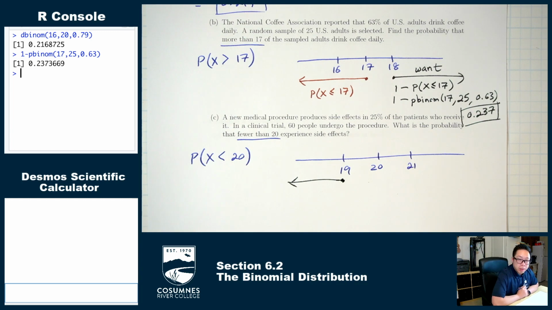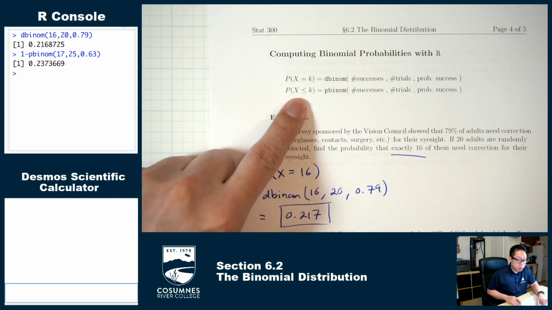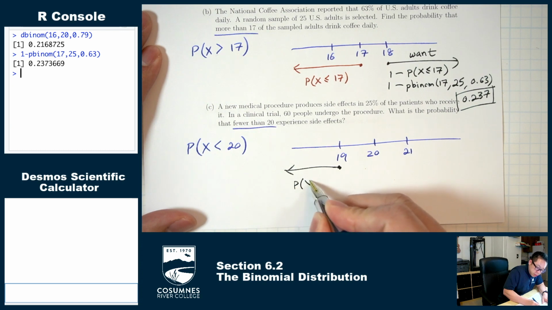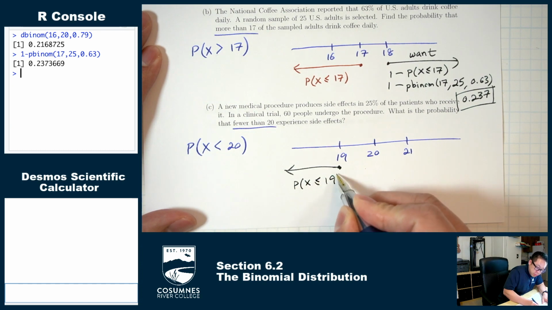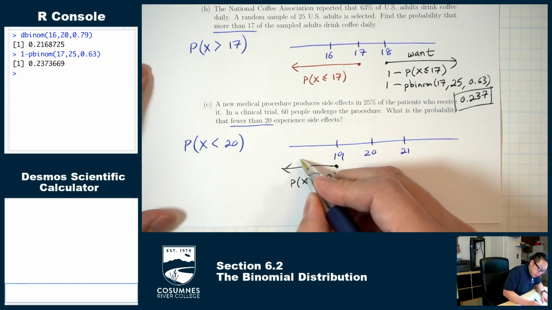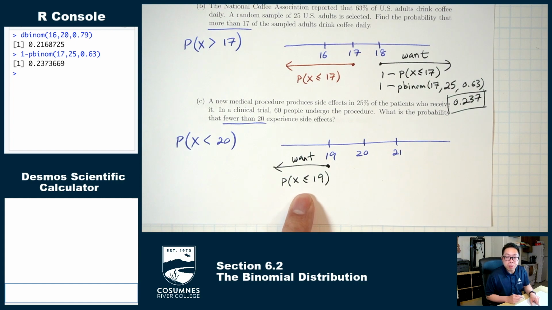Okay. Less than 20 does not include 20, so it's 19 and to the left. And then I'm going to rewrite this picture using a less than or equal. So 19 and to the left is really just x less than or equal to 19. And that's going to tell me exactly what I need to type into R.